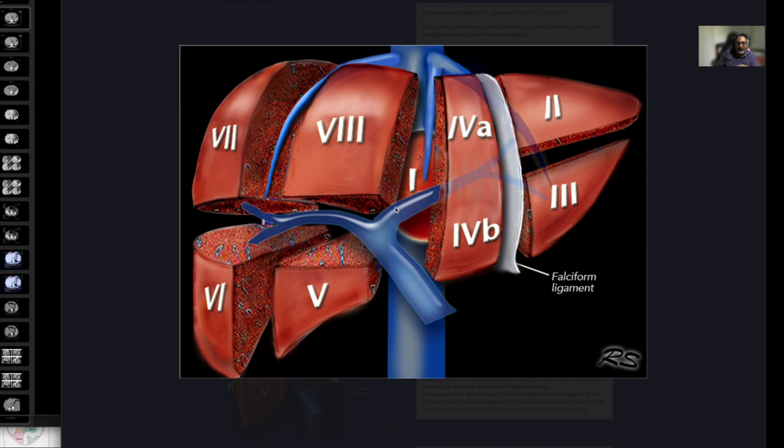And so it's like 1, 2, 3, 4, 5, 6, 7, 8. It sort of goes in a circular fashion. And that's how they're numbered.